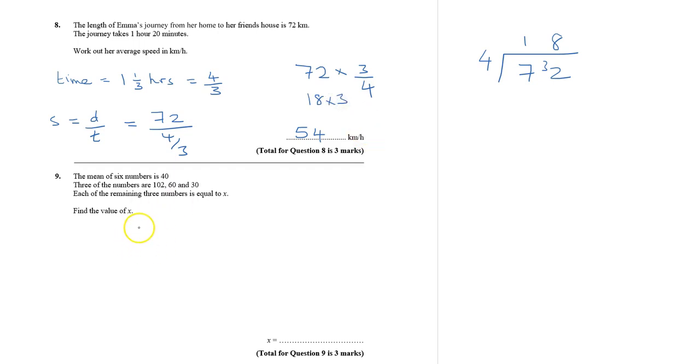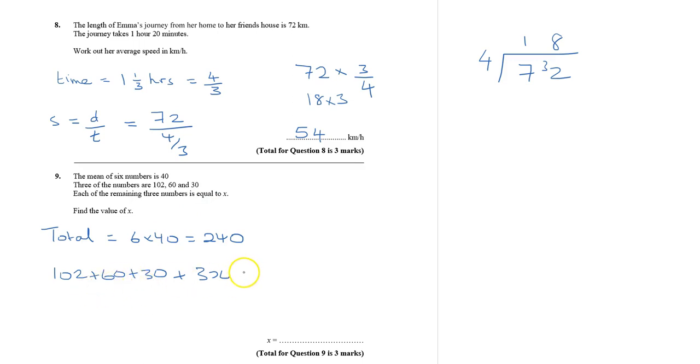For question number 9, we've got the mean of 6 numbers is 40, and it tells us that 3 of the numbers are 102, 60, and 30, and it says each of the remaining 3 numbers is equal to x. It says find the value of x. Now, if the mean of the 6 numbers is 40, that means the total of the 6 numbers must be 6 times 40, which is 240. Now, the numbers that we do have here, so we've got 102 plus 60 plus 30 plus 3x. So it says the remaining 3 numbers are equal to x.